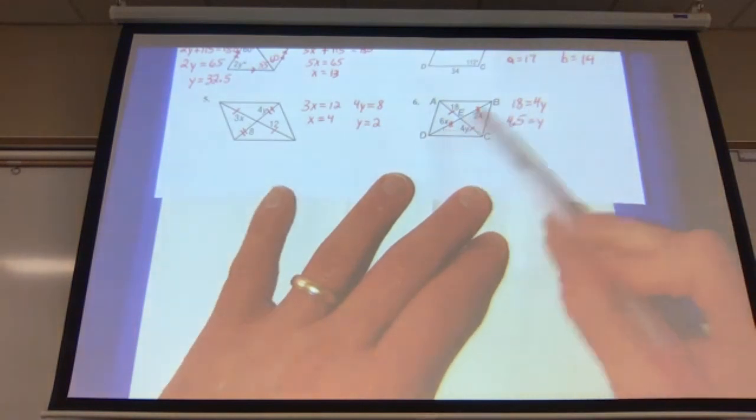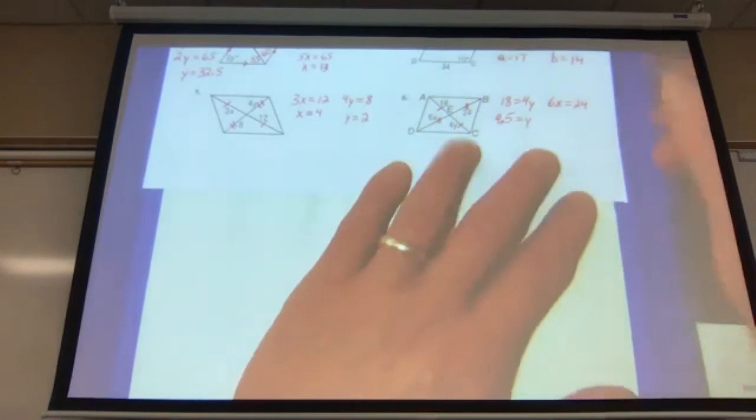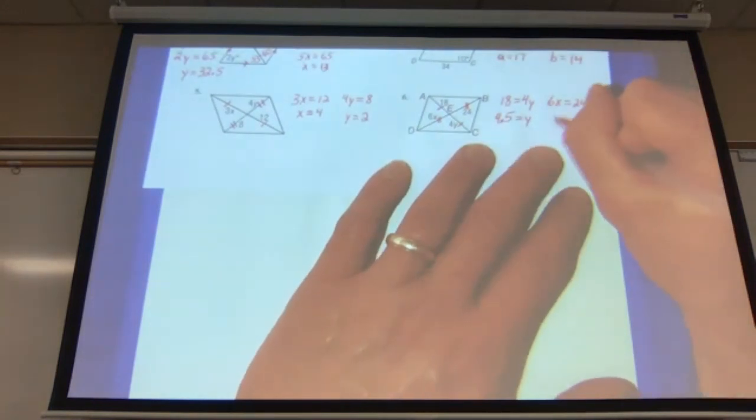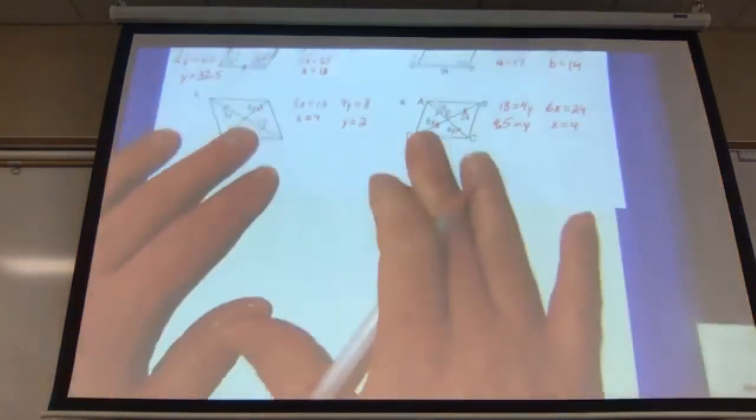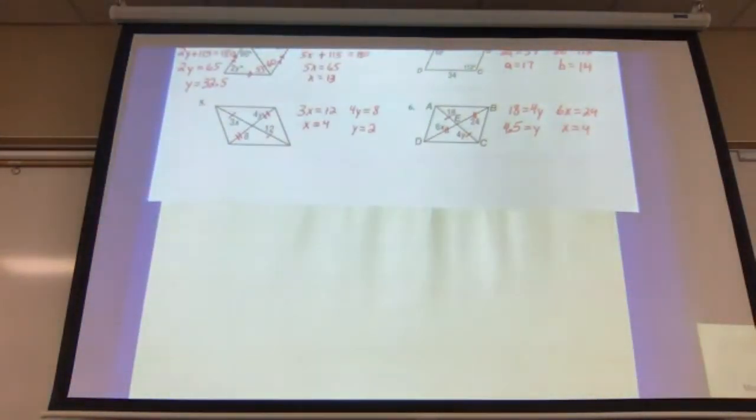And then your other equation is going to be the 6x and the 24. Divide by 6 there, x is going to be 4. 5 and 6 are pretty common problems that you'll see when you get to your next test or quiz. That's the type of thing you'll see a lot of. Any questions with the last two?